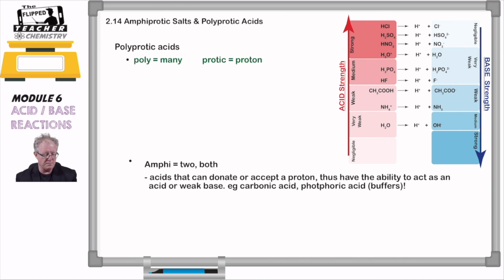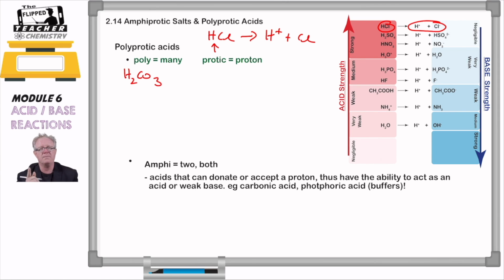Alright, polyprotic acid. What does that mean? Well, poly means many, protic means proton. So basically, it's an acid species that has the ability to donate more than one hydrogen or more than one proton. If I was to look at HCl, that is not a polyprotic acid. It's only got one hydrogen. It completely dissociates, and it is very strong up the top, so it's not going back. Chlorine is not going back. It's completely dissociated.